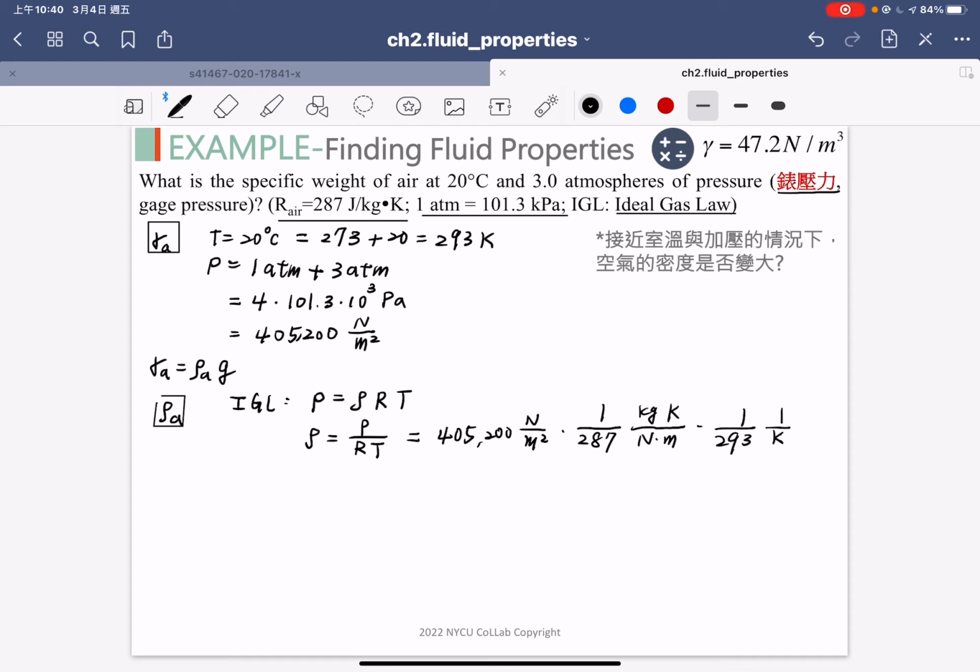Okay, so we can balance the units. Some units we can cancel out, like the K, and newton and newton. So the final unit is kg divided by meter cubed. The unit is homogeneous, right? The unit is equal to the density unit. So the dimensions are no problem. So we finally just use the calculator to compute the final density.